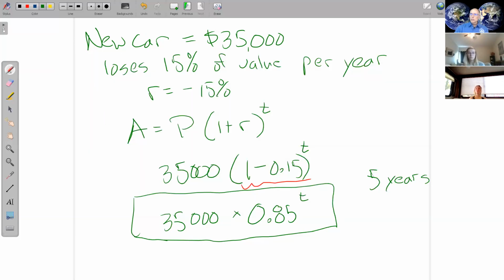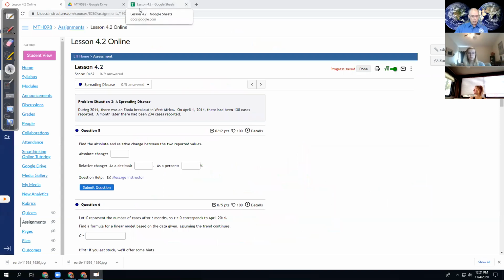Oops, where'd it go? Calculator, where are you? Oh, I moved it to the other screen.